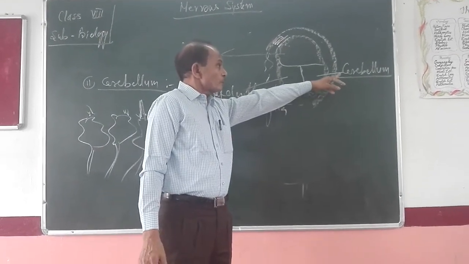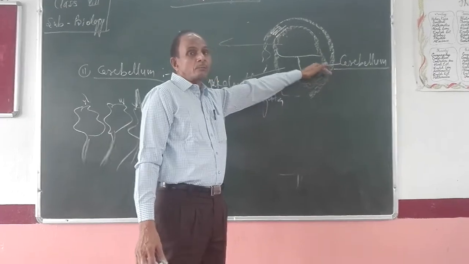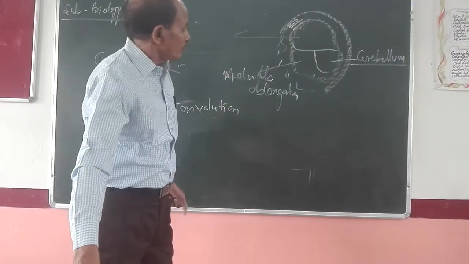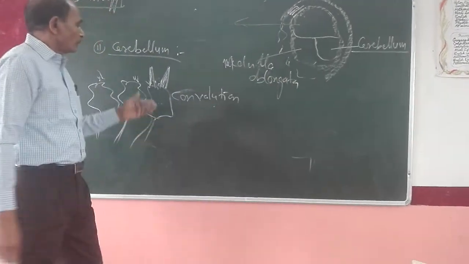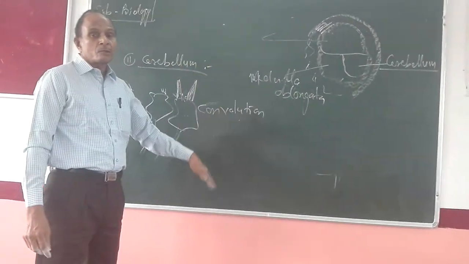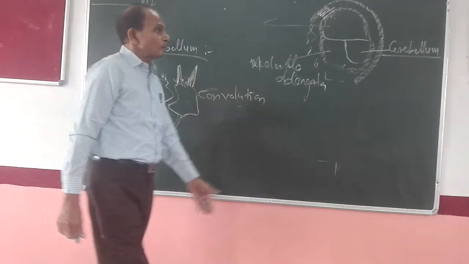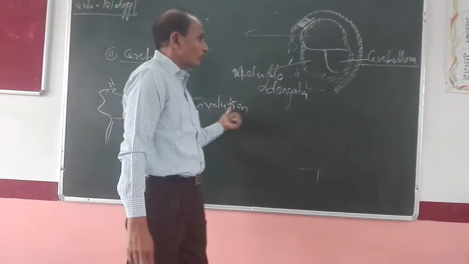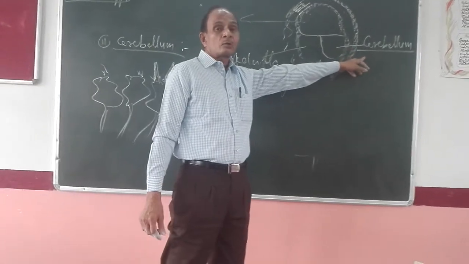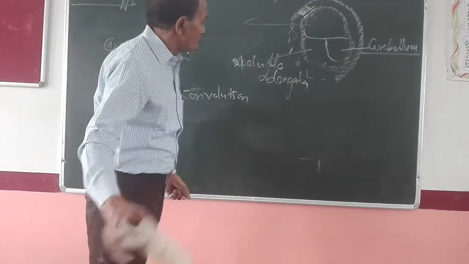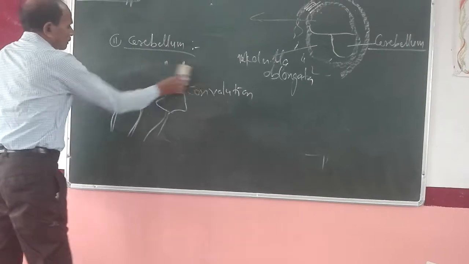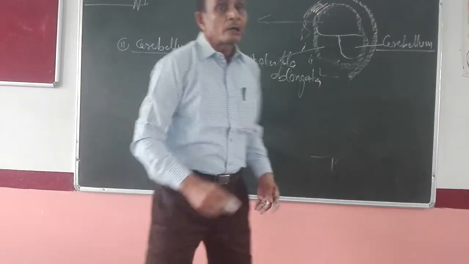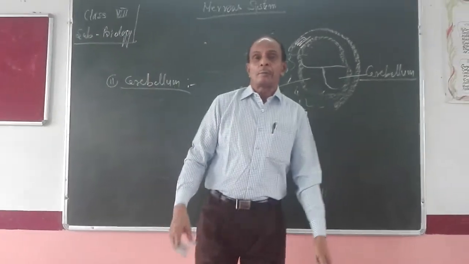So you have studied about the cerebellum: its position is below the cerebrum and behind the medulla oblongata. The second point you have studied in the cerebellum, the gray matter is towards the periphery and the white matter is towards the center. Third point you have studied is that in the cerebrum the convolutions are more, while in the case of the cerebellum the convolutions are less. Fourth is the function. The cerebellum is responsible for muscular coordination and it keeps our body balanced.